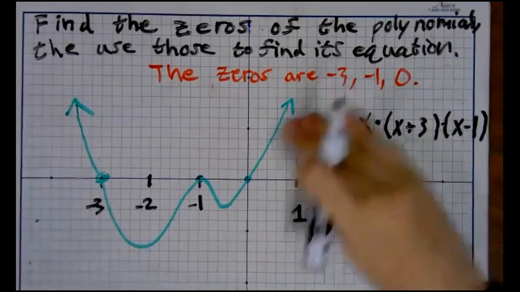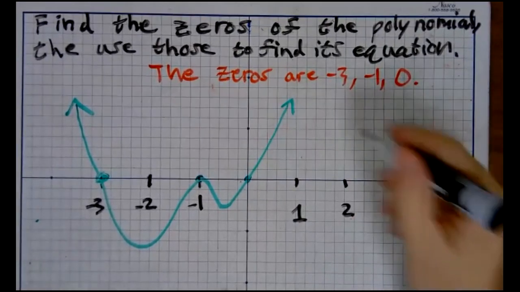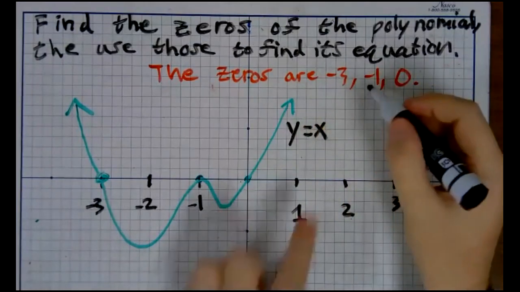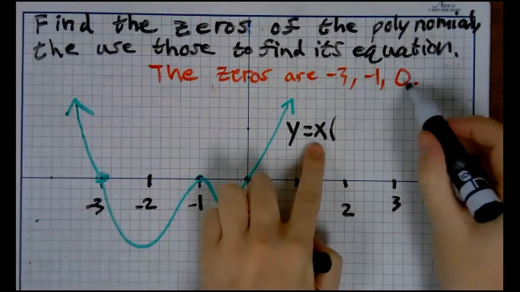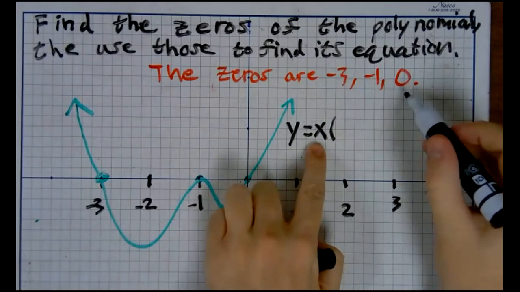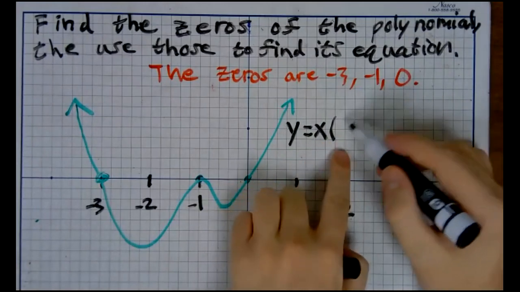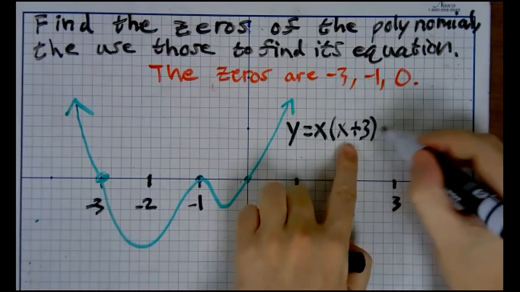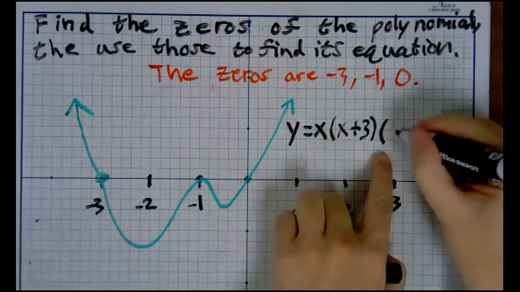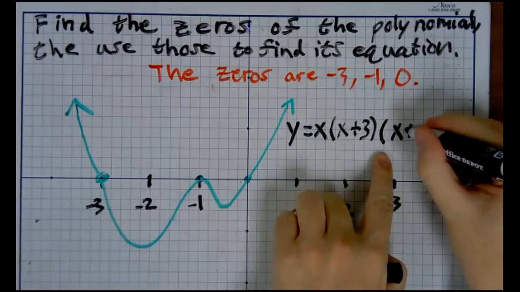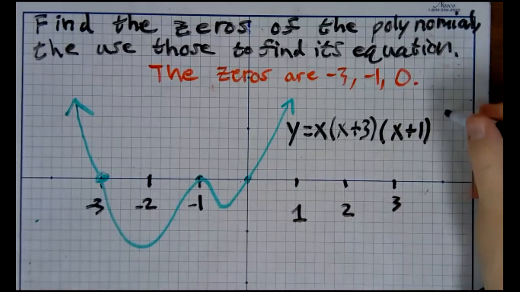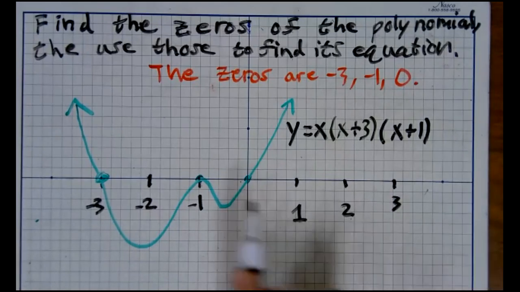Actually, I need to move everything here a little bit to the left so I have a little bit more space. So we need a factor where plugging in 0 makes the whole thing cancel out, a term where plugging in -3 makes the whole thing cancel out, and a term where plugging in -1 makes the whole thing cancel out. Now, we're not actually done yet.